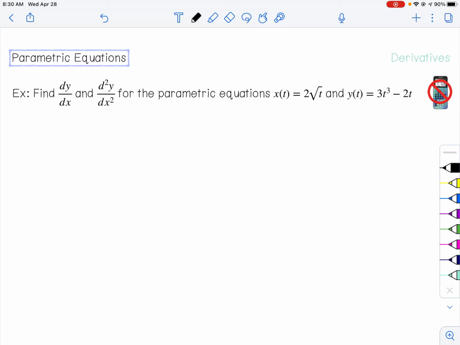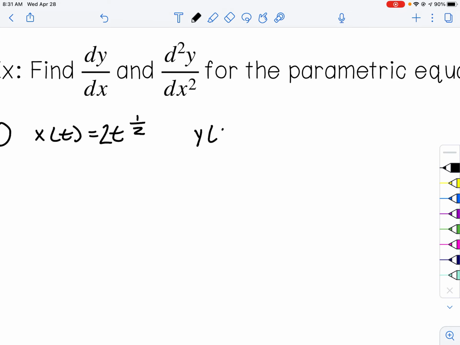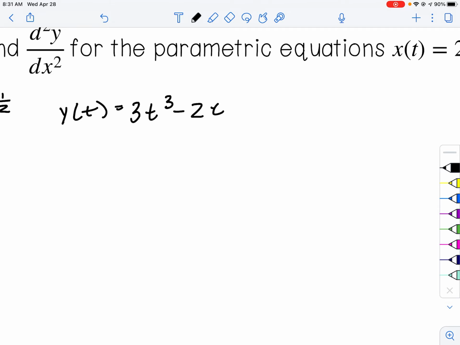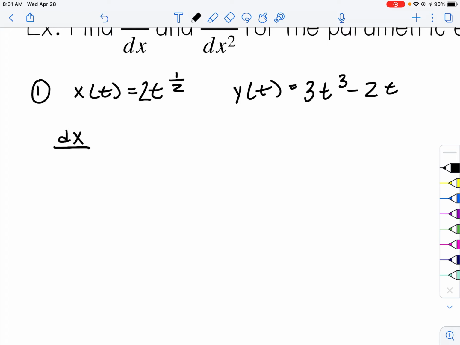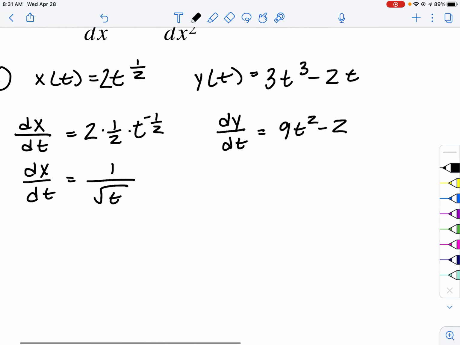So we're going to find the first and second derivative for the parametric equations x equals 2 times the square root of t, and y of t equals 3t cubed minus 2t. So for our first derivative, x of t is 2t to the 1/2, and y of t is 3t cubed minus 2t. So dx/dt, or x prime of t, is going to equal 2 times 1/2 times t to the negative 1/2. That gives us 1 over the square root of t for our dx/dt. And then dy/dt is going to equal 9t squared minus 2. Nice easy power rule polynomial.